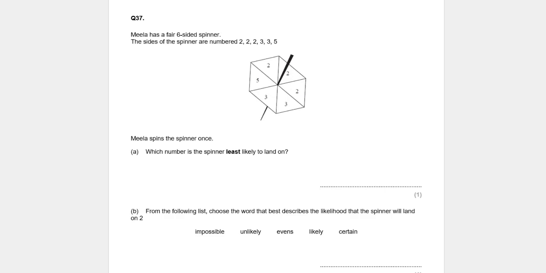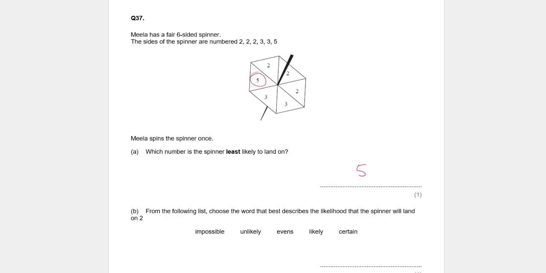Number 37, Mila has a fair 6-sided spinner. The sides of the spinner are numbers 2, 2, 2, 3, 3, 5. Mila spins her spinner once. Which number is the spinner least likely to land on? So let's have a look. How many do we have? We have 3 lots of 2s, 2 lots of 3s and only 1 5. So the number is 5 that the spinner will be least likely to land on.